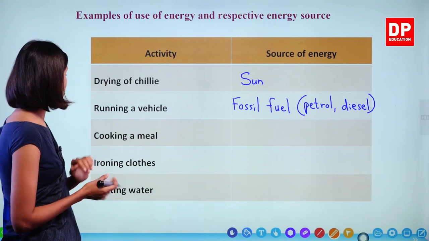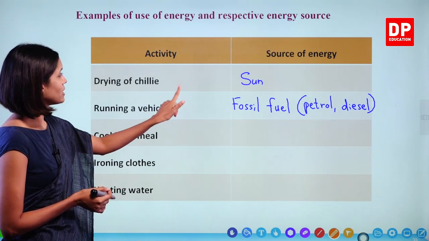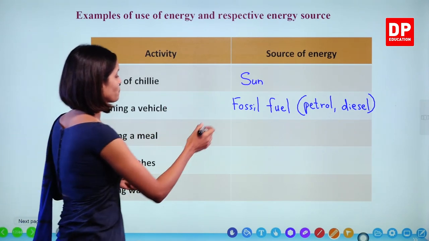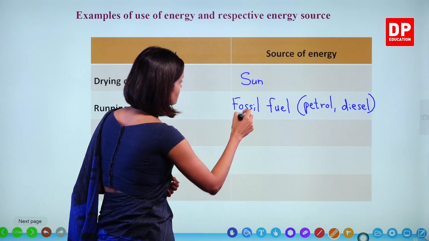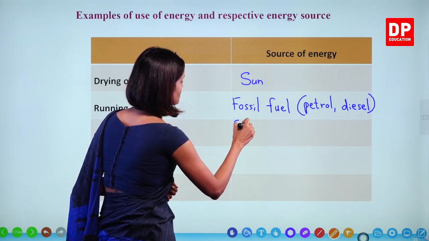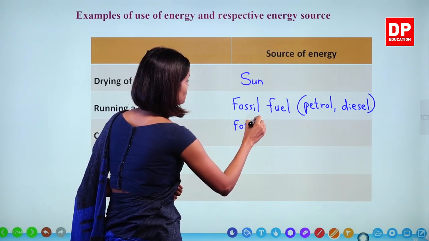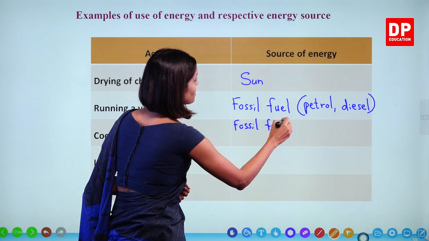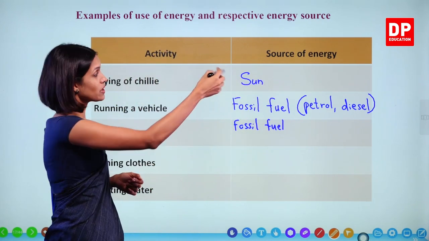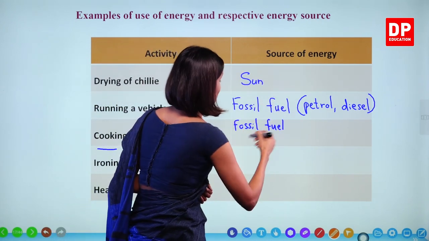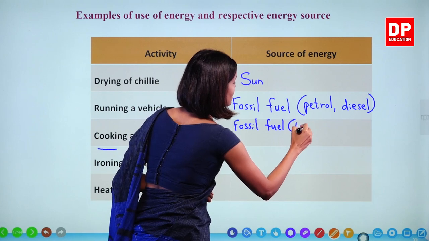So, let's write those examples. Cooking a meal, sources of energy. We will write fossil fuel. The first type is fossil fuel. So, here we have to write not the energy but the source of energy. Where do we get it from? So, fossil fuel, example, LP gas.